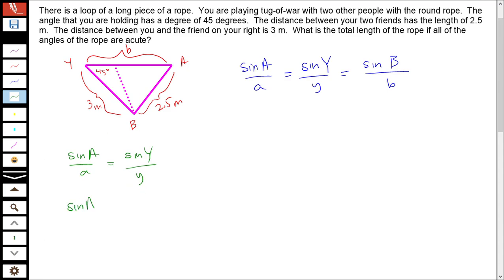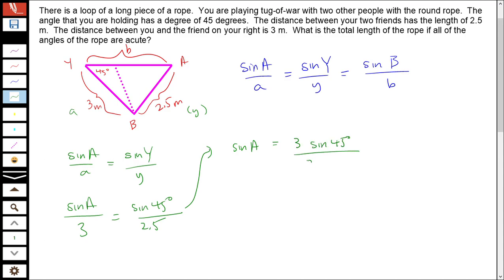So capital A is what I'm looking for. Little a is going to be 3. Sine Y, capital Y, so sine of 45 degrees over y, that's going to be 2.5. Okay, that's the value of little y. Now let's solve for sine. So first I'm going to isolate for sine A. So I'm going to multiply the 3 in the numerator of the other side. So I'm going to have sine A is equal to 3 sine 45 degrees all over 2.5.